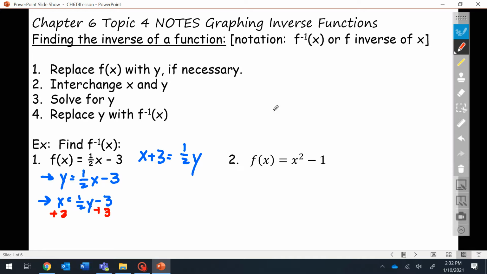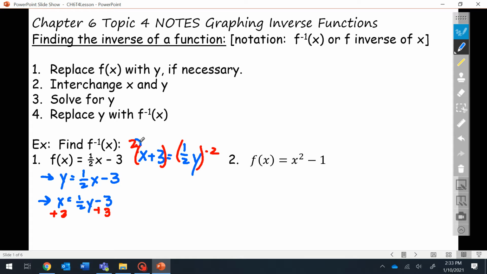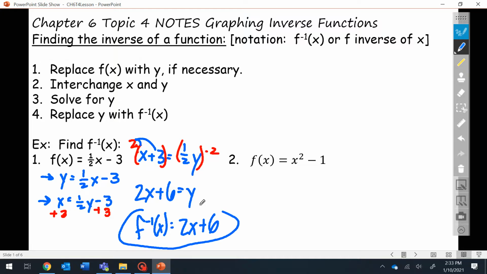And then to get rid of that 1/2, we'll multiply by 2. And we've got to multiply the whole side by 2. So we're going to multiply this whole side by 2 and that whole side by 2. That'll get rid of the 1/2, and we'll be left with 2x plus 6 equals y. So our inverse function would be f inverse of x equals 2x plus 6.